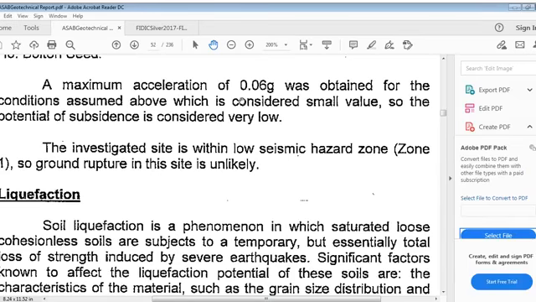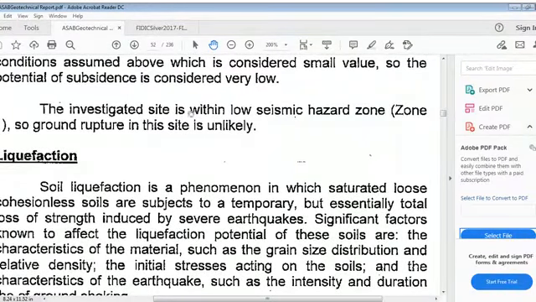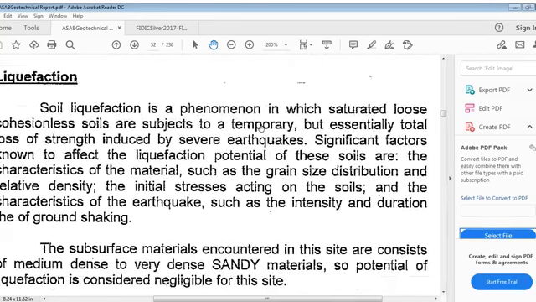Maximum acceleration of 0.06 g was obtained for the conditions assumed above, which is considered a small value. So the potential of substantial stress is considered very, very low. The investigated site is within low seismic hazard zone 1, so ground rupture in this site is unlikely. Liquefaction.